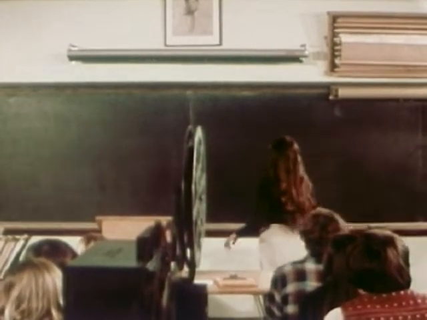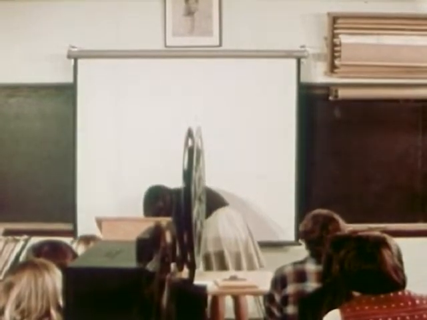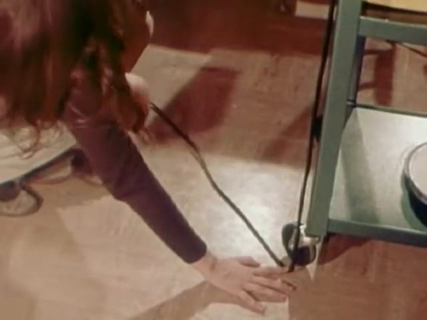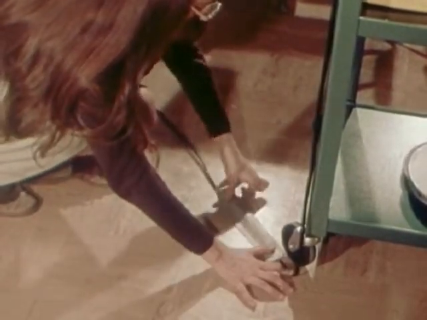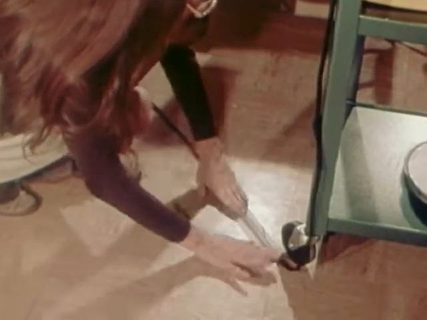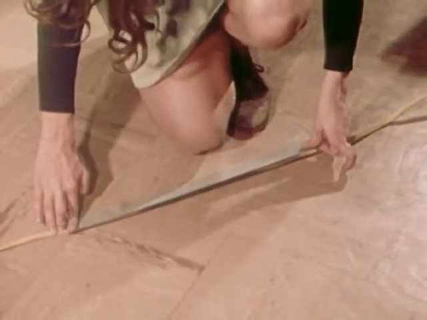The screen is placed directly in front of the projector and adjusted to the proper height. The power cord is taped to the floor to prevent the projector from being tipped over if the cord is accidentally pulled. If an extension cord is used, it should be taped to the floor also.